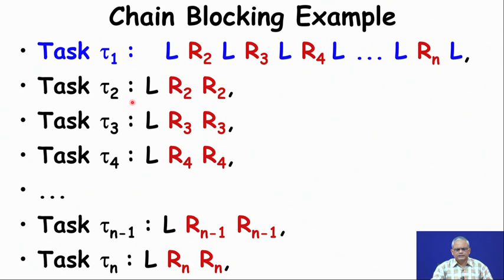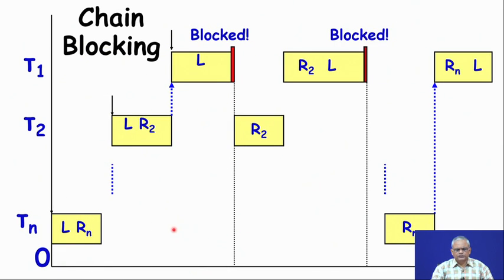Now, let us assume that there are several lower priority tasks which need these resources. For example, T2 needs the resource R2, it does some processing with R2, T3 does processing with R3, T4 with R4, Tn-1 with Rn-1, and Tn needs the resource Rn. Now, let us assume that initially the task Tn, which is the lowest priority, starts executing and it locks Rn.